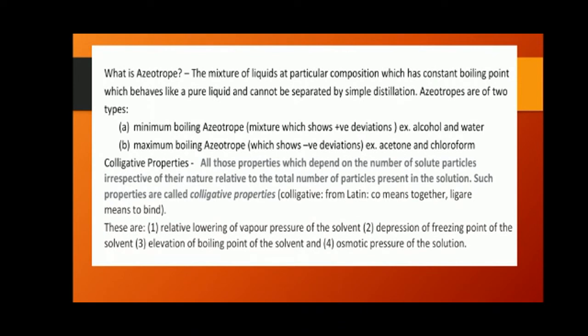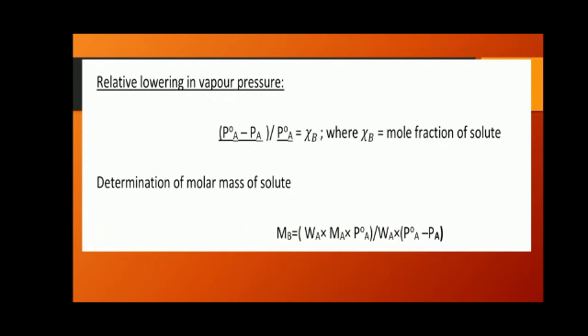These are the relative lowering in vapor pressure of the solvent, second, depression of freezing point of the solvent, and the third one is elevation of boiling point of the solvent, and osmotic pressure of the solution. The first one, the quantitative expression for relative lowering in vapor pressure, is written as (P0A minus PA) upon P0A, which equals XB, the mole fraction of solute.